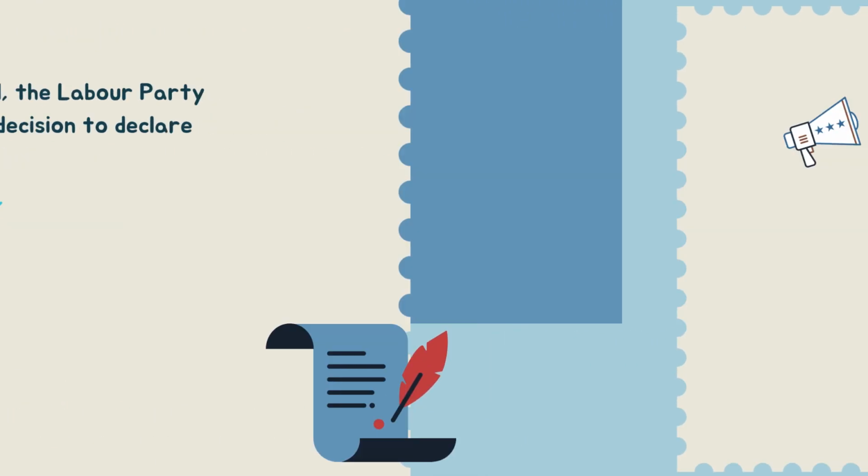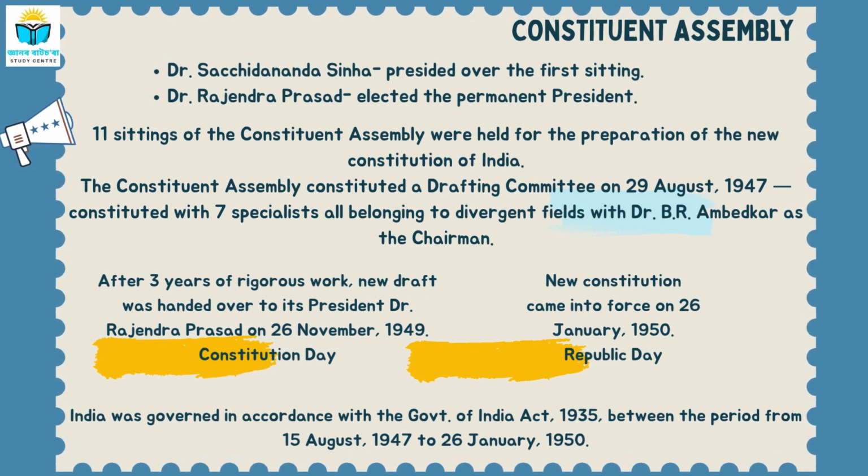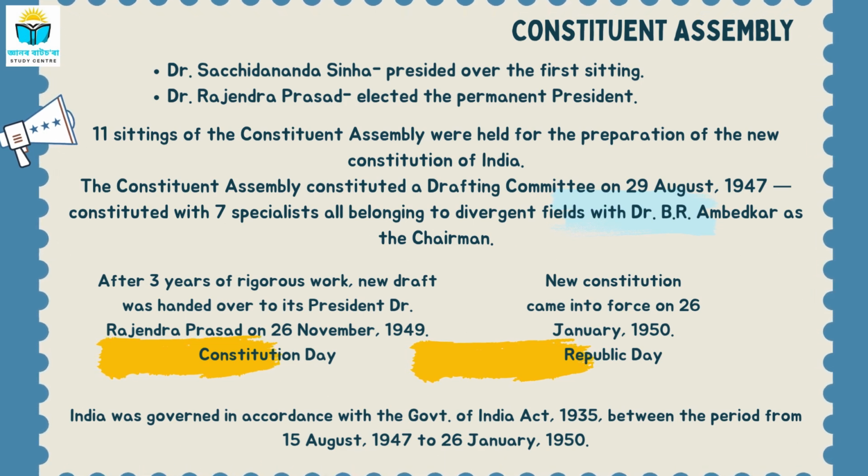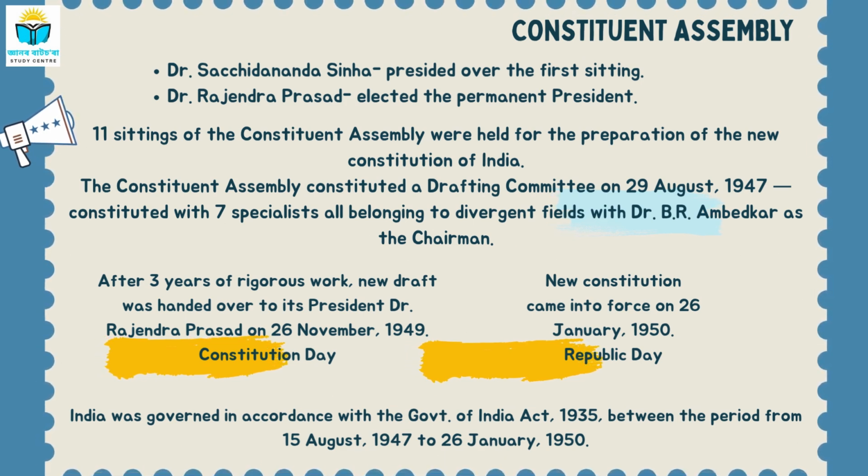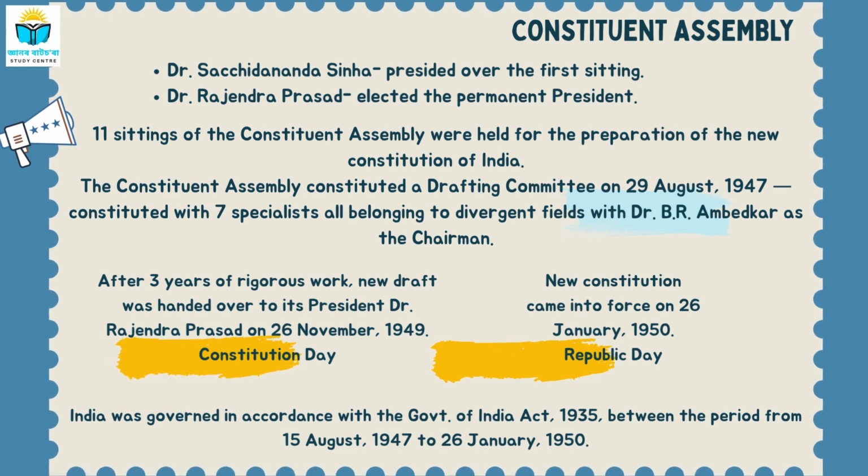Constituent Assembly and Drafting Committee. The first sitting of the Constituent Assembly was presided over by Dr. Sachidananda Sinha, and later Dr. Rajendra Prasad became the permanent president. 11 sittings of the Constituent Assembly were held for the preparation of the new Constitution of India. On 29th August 1947, a drafting committee was formed with Dr. B.R. Ambedkar as the chairman and 7 specialists, all belonging to divergent fields.